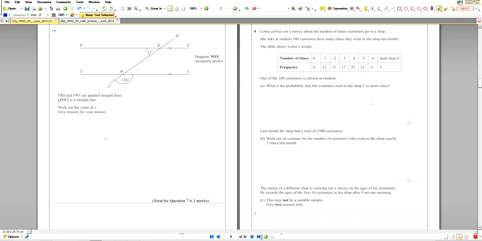Question number 7 is we're given parallel lines here. PS and TY are parallel lines. We have a straight line intersecting it, which is ZWRQ. In there, okay. Let's work out the value of x. Give reasons for your answers now.